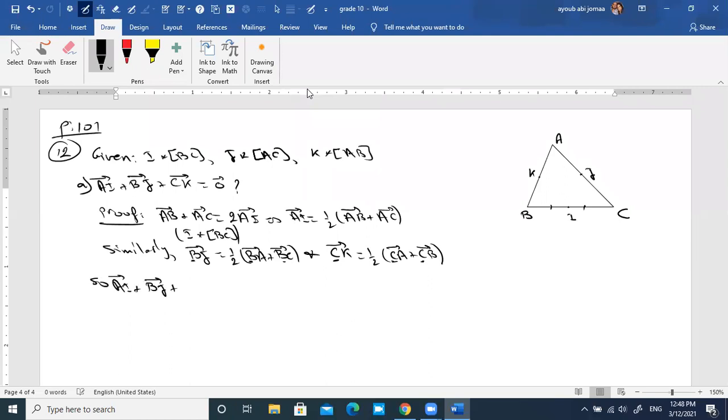Then AI plus BJ plus CK is equal to... how did you get 0? Because half AB and half BA, I cancelled them, and same for AC and CA, and BC and CB. Very good. Replace each one by its value. AI is half AB plus half AC. BJ is half BA plus half BC. And CK is half CA plus half CB.